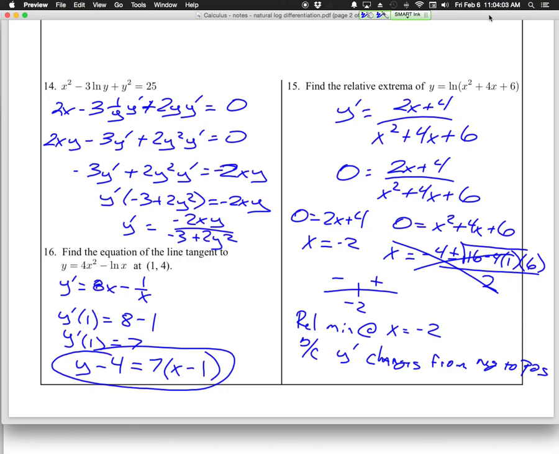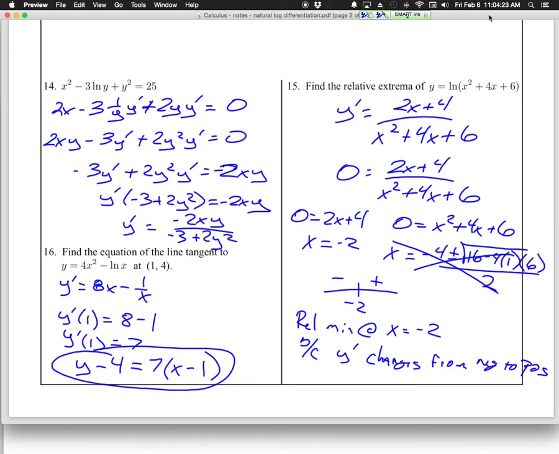Alright, so that is finding the derivatives of functions that have the natural log inside of them. So not much new there. The only thing new is the derivative of natural log is 1 over the inside times the derivative of the inside. That is the only thing new.